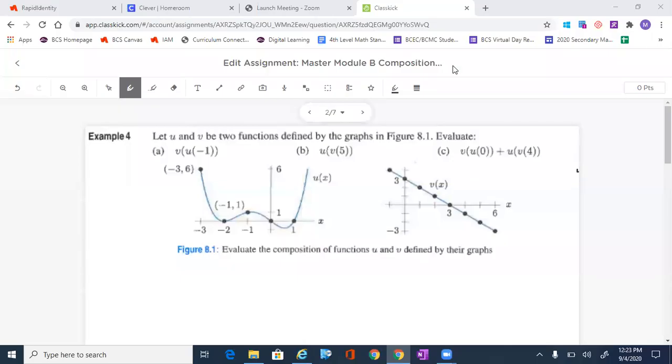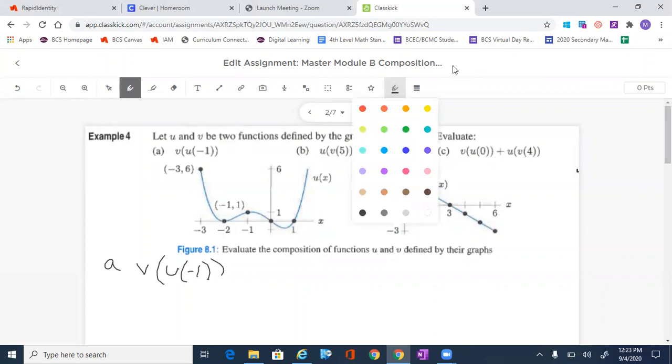All right, let's go ahead and look at compositions based off of graphs today. I'm going to start with the letter A here. What it says is V of U of -1. I know it's hard to read, but you'll notice there's a little tail on the U, and the V's just got that little nub on the top. So it's V of U of -1.